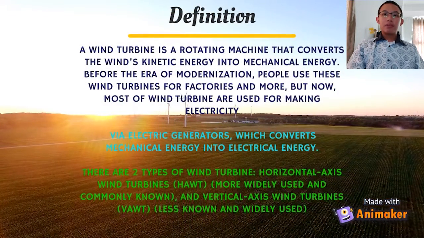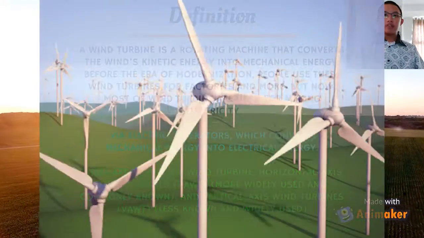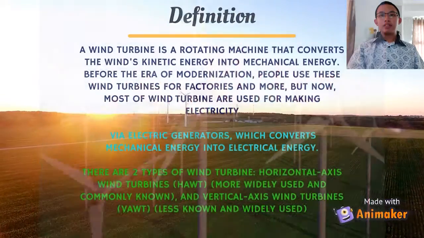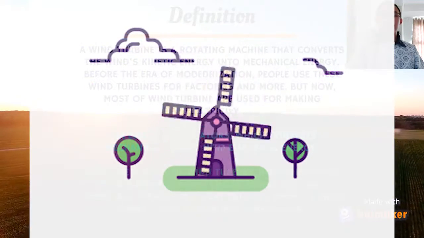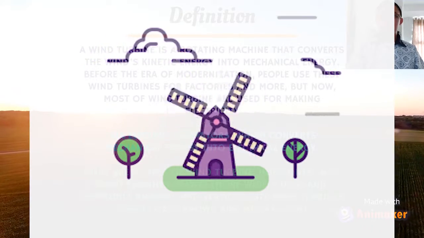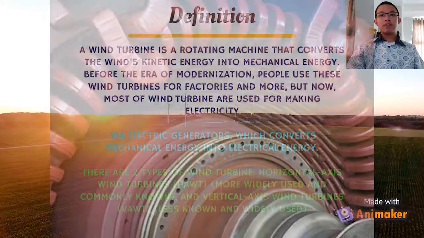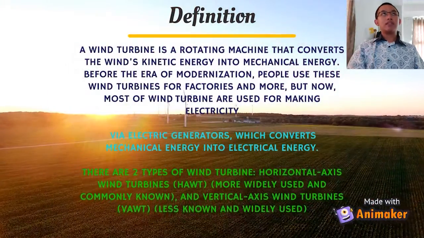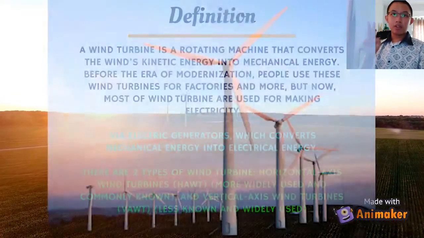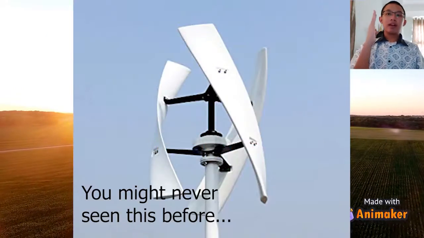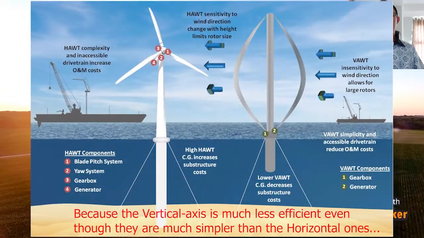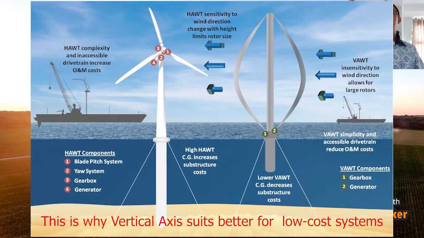The definition: a wind turbine is a rotating machine that converts the wind's kinetic energy into mechanical energy. Before the era of modernization, people used wind turbines for factories and more. But now, most wind turbines are used for making electricity via electric generators, which convert mechanical energy into electrical energy, which could be used for industrial applications. There are two types of wind turbine: the horizontal axis and the vertical axis, where the horizontal is more widely used and known, while the vertical axis is quite rare and not that well known by many of us.